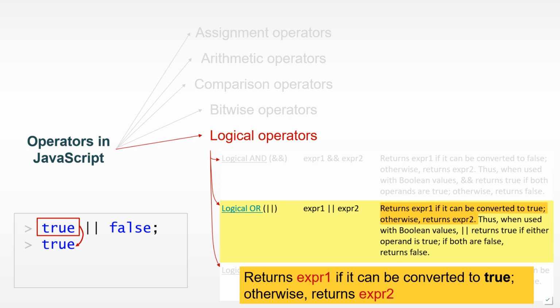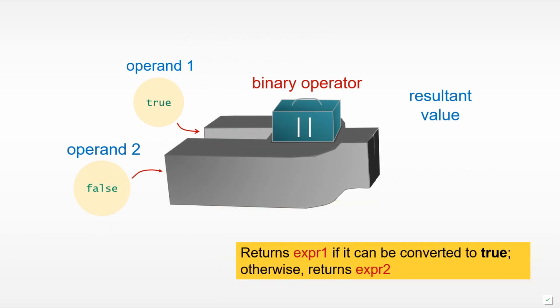Let us again use a visual model to try to understand what the logic is here. In this case, we are showing the binary OR operator with two operands. Operand 1 is true and operand 2 is false. Operand 1 in this case would be the left-hand side operand and operand 2 would be the right-hand side operand. Let us see how we can visually show the instruction return expression 1 if it can be converted to true. Well, in this case, expression 1 is true, so it can be converted to true, of course. So we would just be passing this value along.